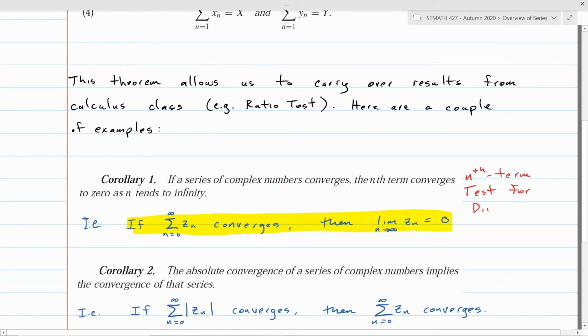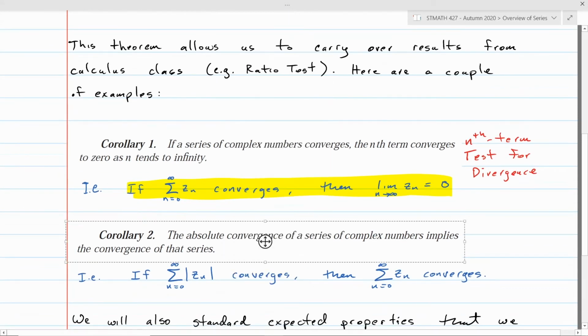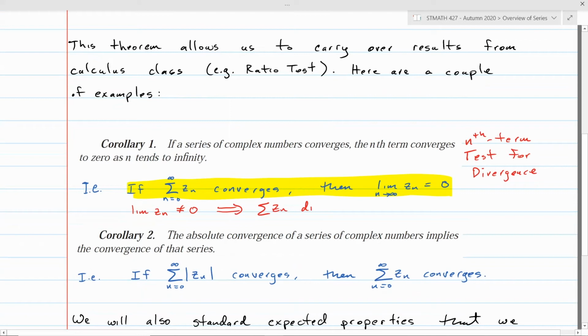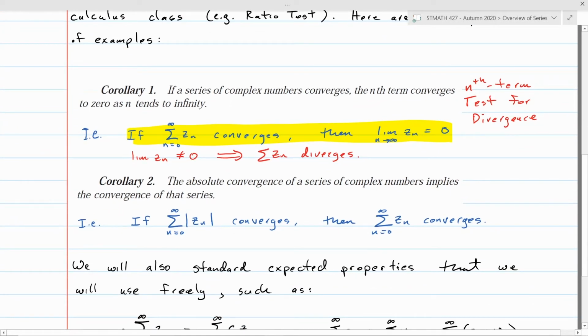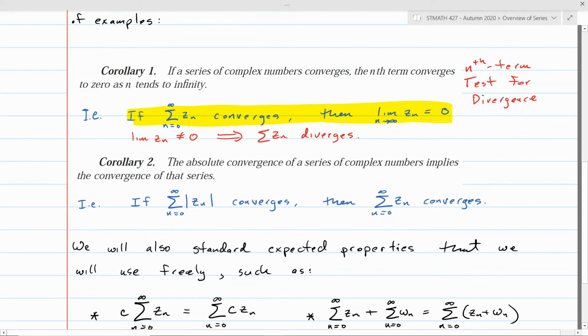Why is it called a test for divergence? Because you can look at the contrapositive of this. If the limit of z sub n does not equal 0, that implies that the series diverges. So it's a quick and easy check. If something diverges, you can sometimes pick up on it pretty quickly just by looking at the nth term that you're adding and taking the limit of it to see if it goes to 0.